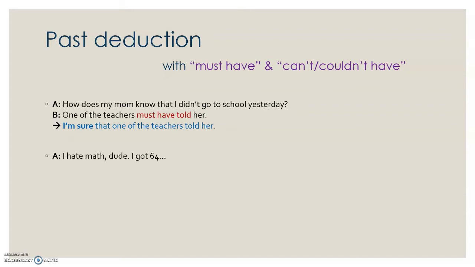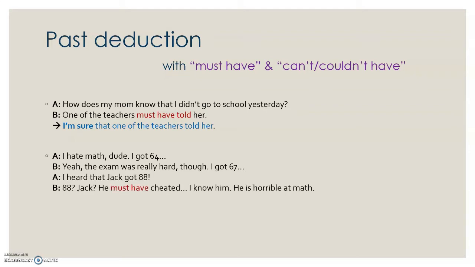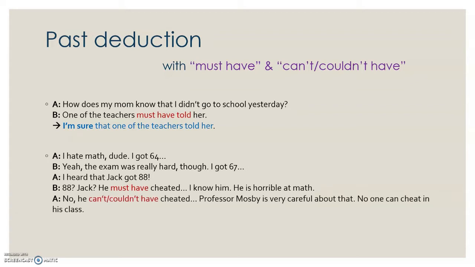Here's another example. I hate math, dude. I got 64. Yeah, the exam was really hard though. I got 67. I heard that Jack got 88. 88? Jack? He must have cheated. I know him. He's horrible at math. No, he can't have cheated. He couldn't have cheated. Professor Mosby is very careful about that. No one can cheat in his class.